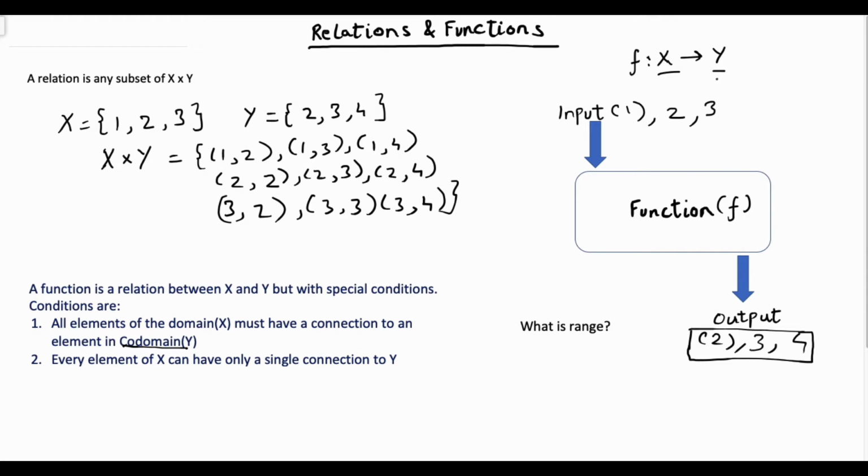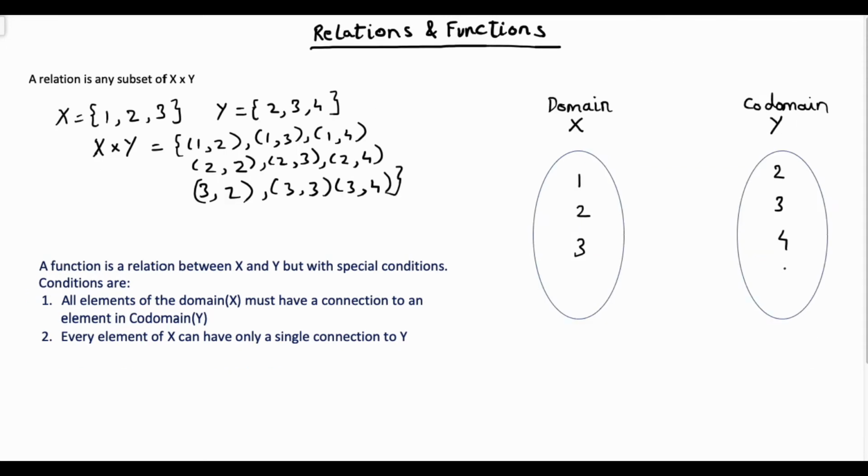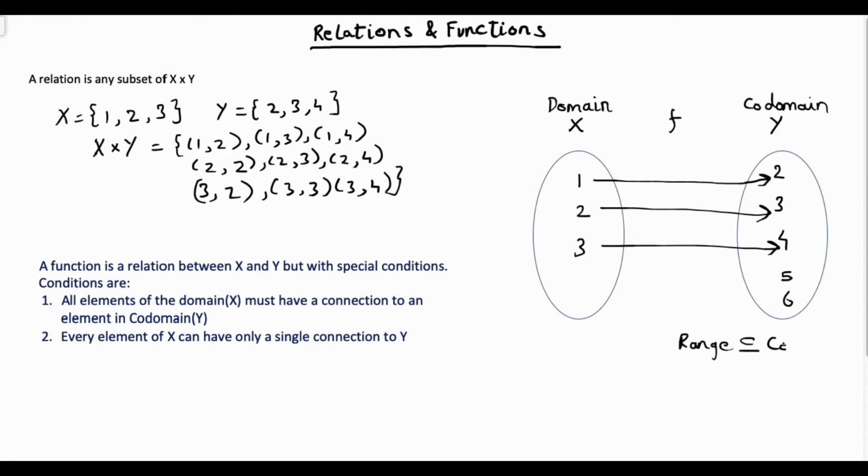Let's take another example. If Y consisted of 2, 3, 4, 5, and 6, the function f from x to y can be represented like this. Now here, the range of f is 2, 3, 4, but y, which is the codomain, is 2, 3, 4, 5, and 6. Range is a subset of the codomain.